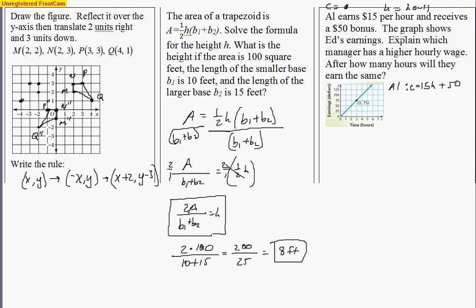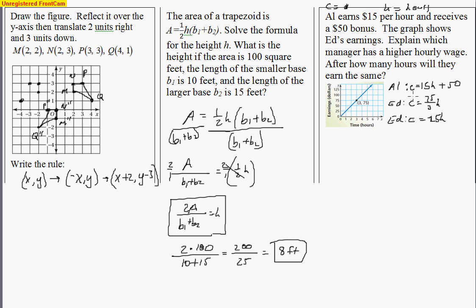And so then it says the graph shows Ed's earnings. So Ed's earnings, well, he starts at 0, so he has no money to start with. He doesn't earn that $50 bonus. And his rate is, if we go up 75 over 3, his rate is 75 over 3h. So that reduces down to, this is Ed's again, and if we go ahead and do that division, 3 into 75 is $25 per hour. So that's Ed's. And so now they're asking, explain which manager has the higher hourly wage.